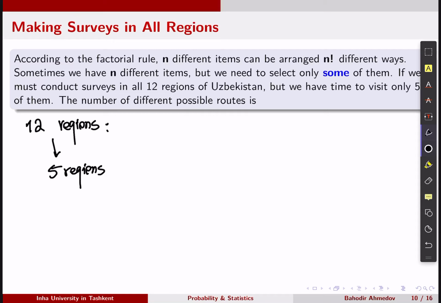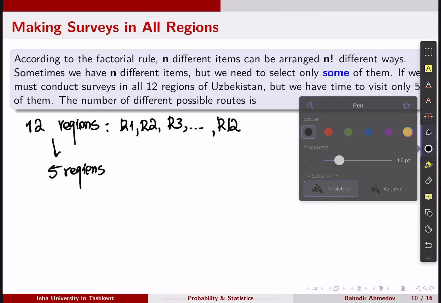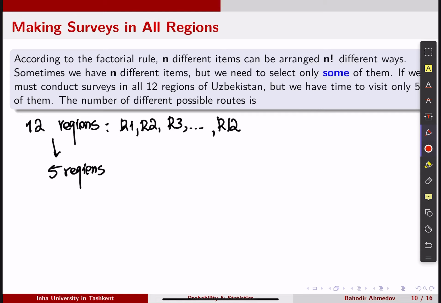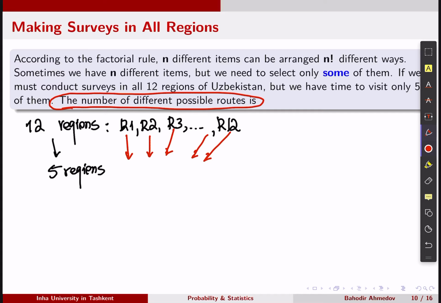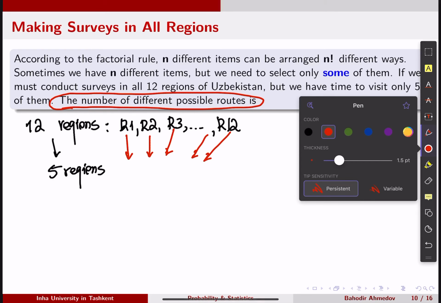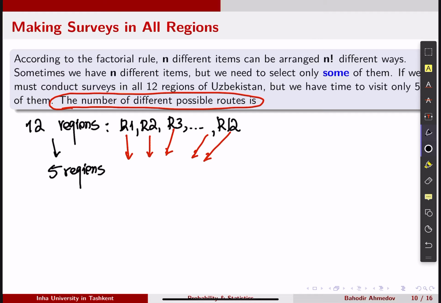So you have region 1, region 2, region 3, and so on, up to region 12. If you need to choose 5 of these regions, any 5, for example, you can choose R1, R3, R2, R12, or R11, right? So you need to choose any 5 regions. Now you need to tell me how many different routines it is possible to do.